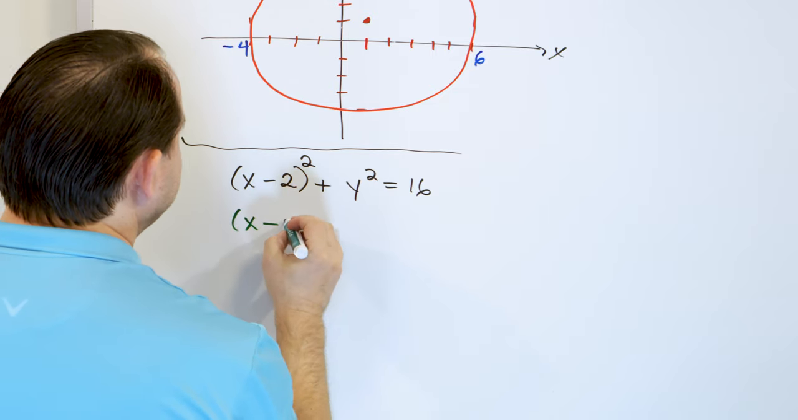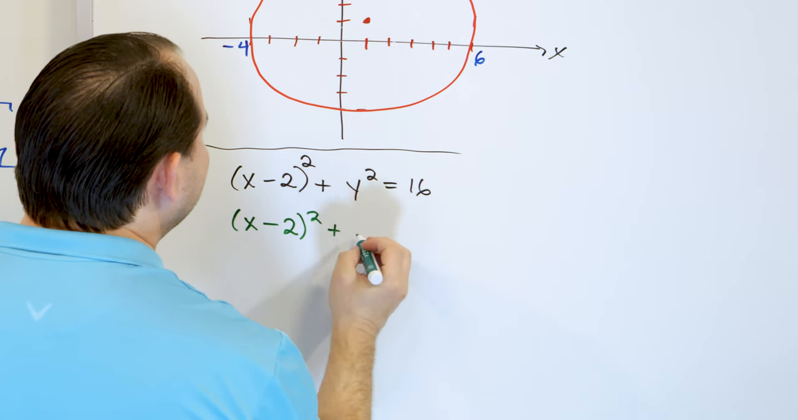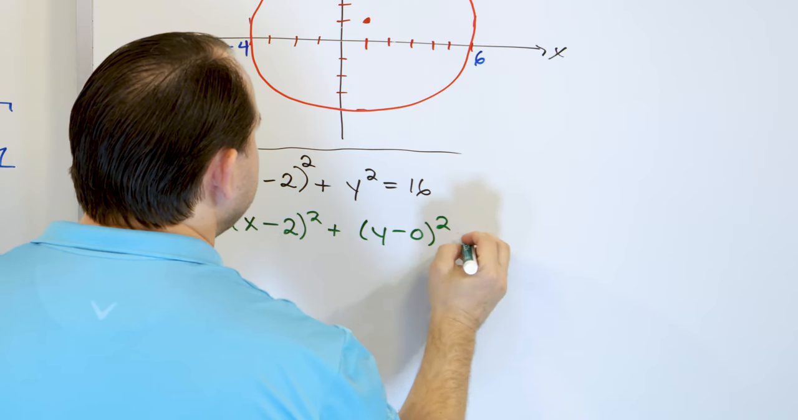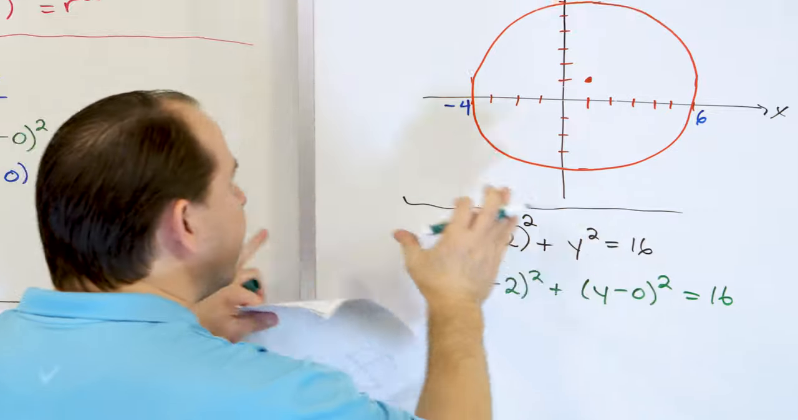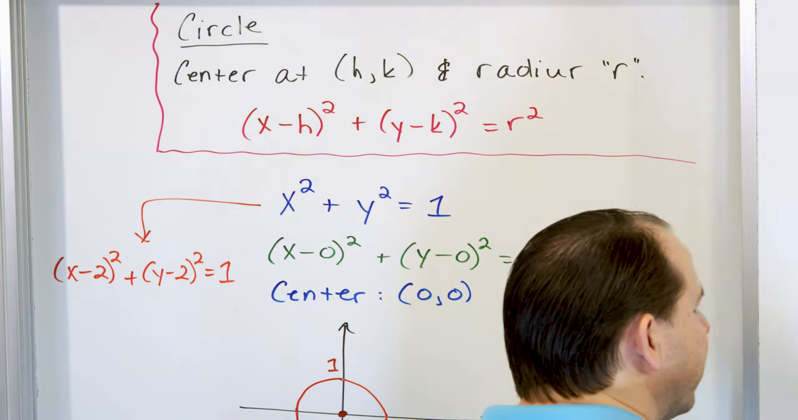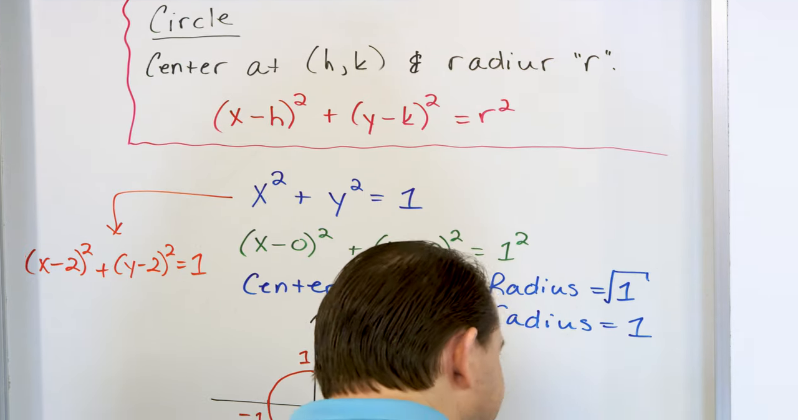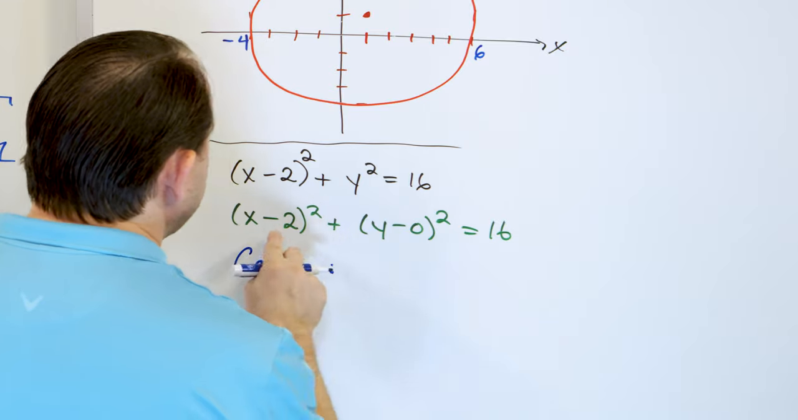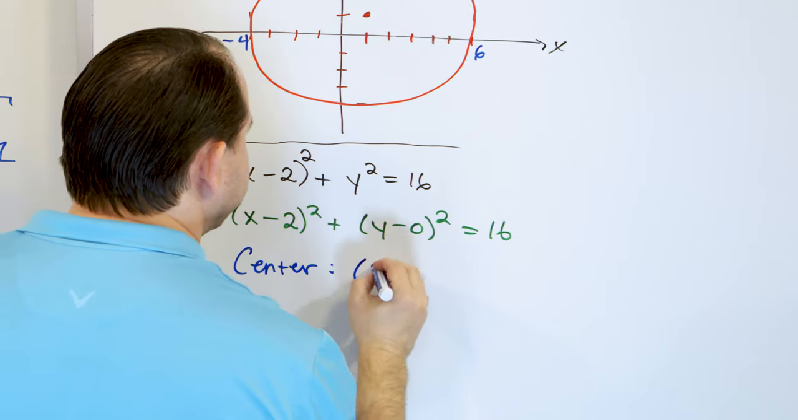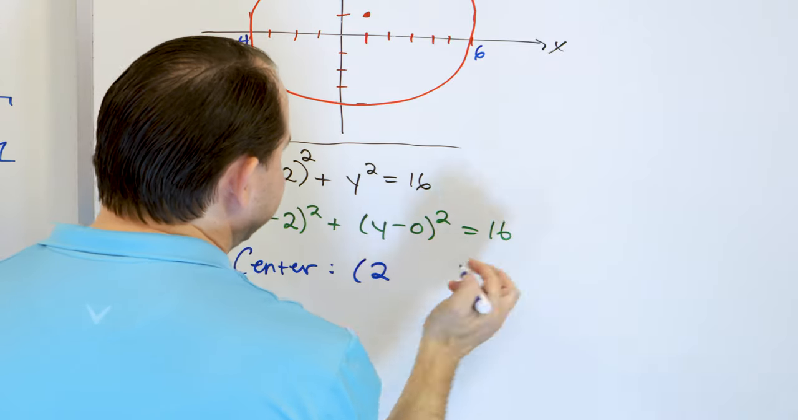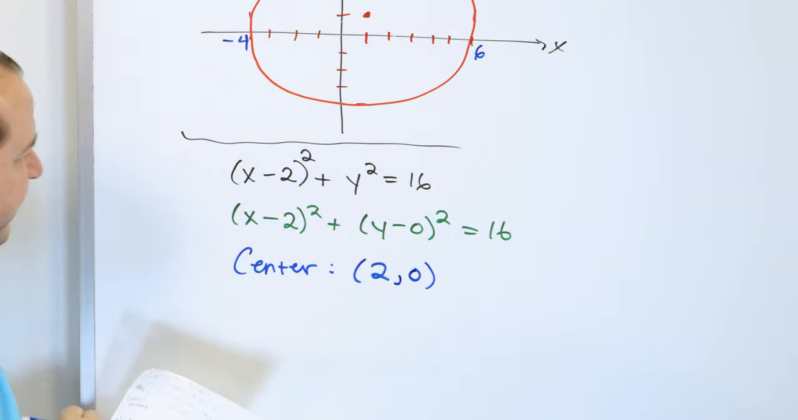You don't have to do this, but a lot of times what I'll tell people to do is write it like this. Instead of y squared, write it as (y minus 0) squared. Now suddenly it mirrors exactly what the form of the circle should be. If you were going to read the center of the circle off of this equation, what would the center be? There's a shift to the right 2 units. That means the center is 2 units to the right, but the shift up or down is really 0, so it's just (2, 0). That's the center.